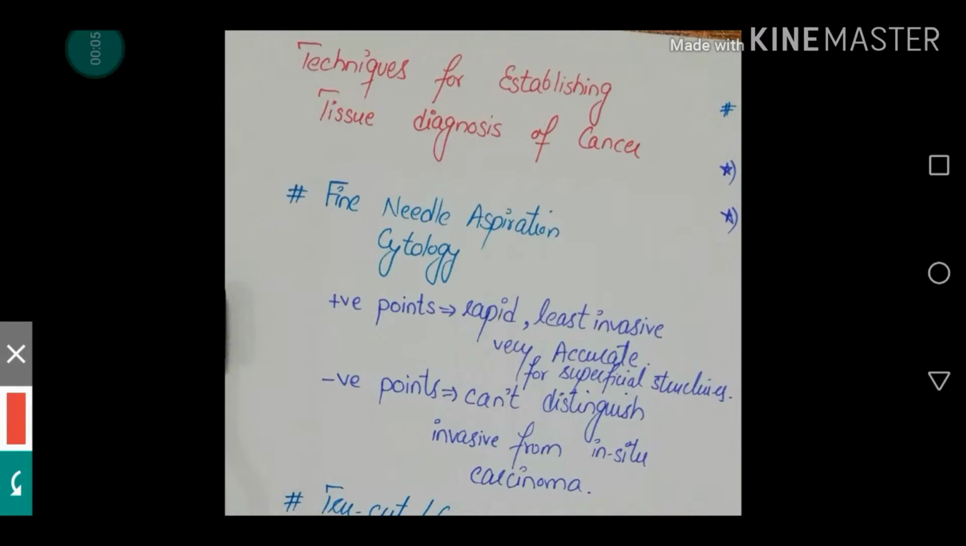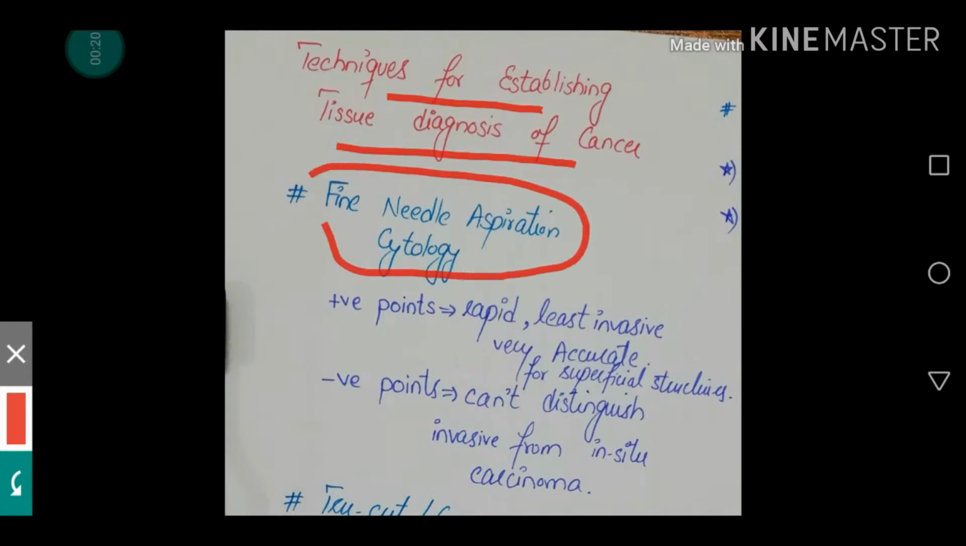So let us continue our talk about principles of oncology, and further we have to discuss the techniques which are used to establish the tissue diagnosis for any carcinoma. Number one, we have fine needle aspiration cytology. In this, a very fine needle, as the name indicates, is used to aspirate a sample, and its cellular study is done by different techniques.